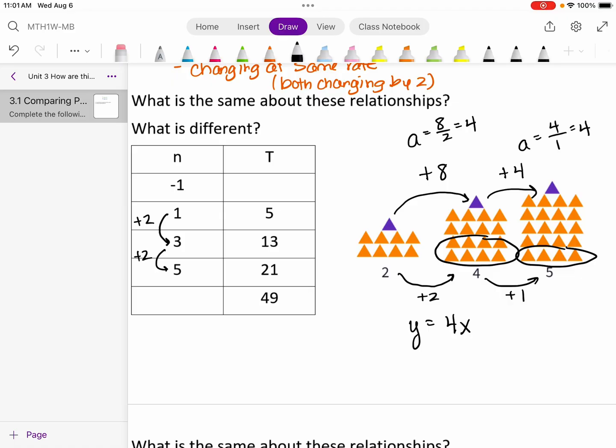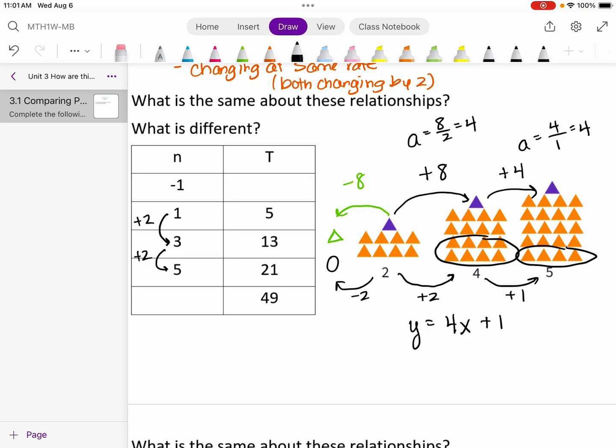I could work backwards to the 0 term. If I take away 2 positions, I'm going to take away 8 tiles. If I take away 8, I'm going to be left with that single triangle. So my constant in this case is plus 1.